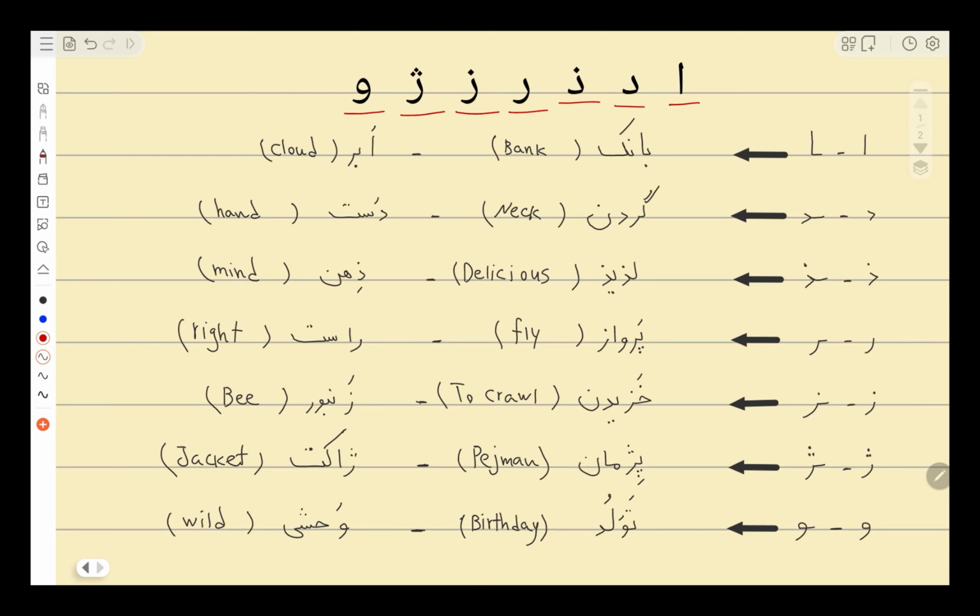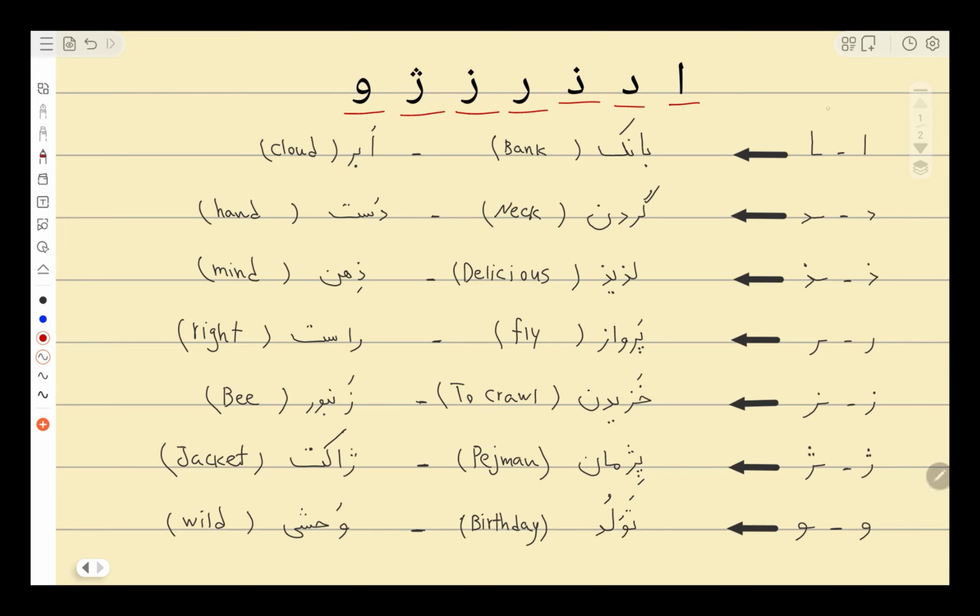Why are they different? Well, the reason is that these letters can be connected to the letters that come on their right side, so to the letters that come before them, but not to the letters that come after them, so on their left side. Let me give you some examples.